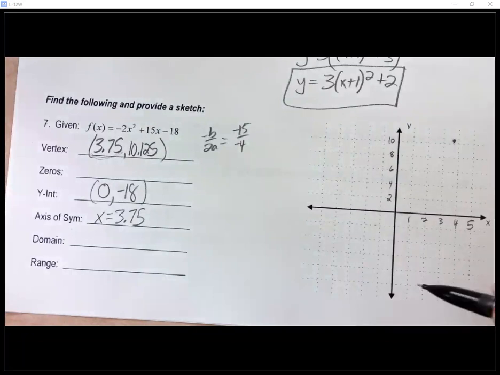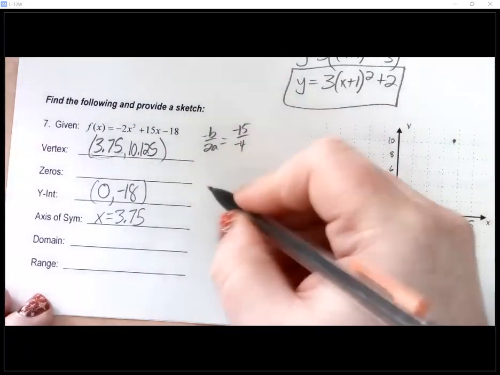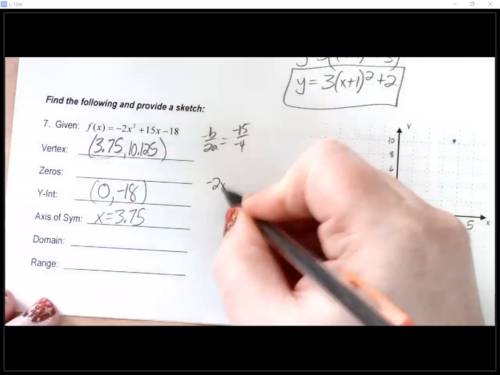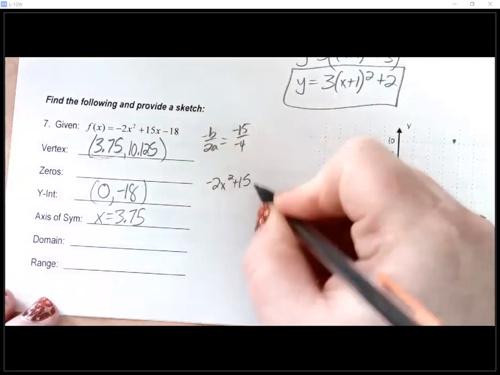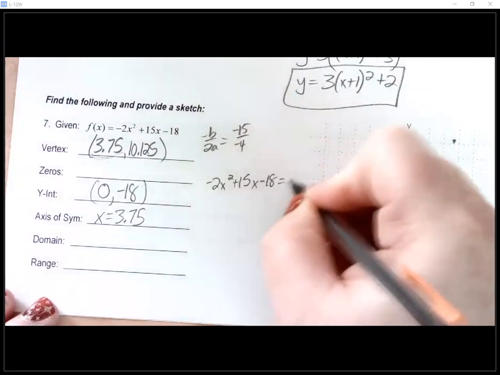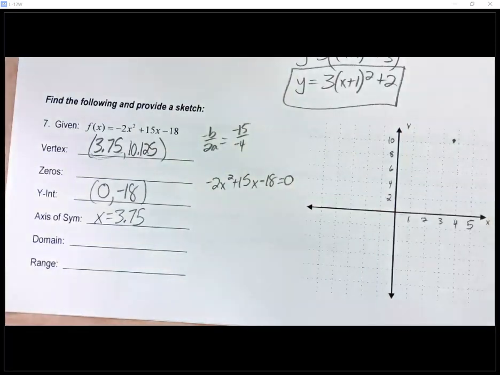How do you do that? Well, you replace y with a 0, and now you just solve this quadratic, just like you did numbers 1 through 4. So figure out which way is going to be best. Maybe this factors, maybe it doesn't. I have no idea. So let's see. I'm going to try it.